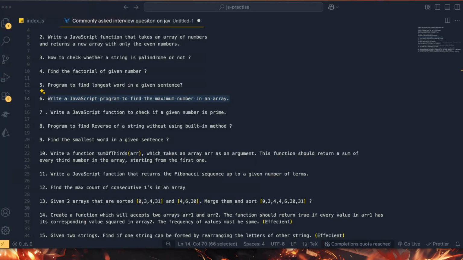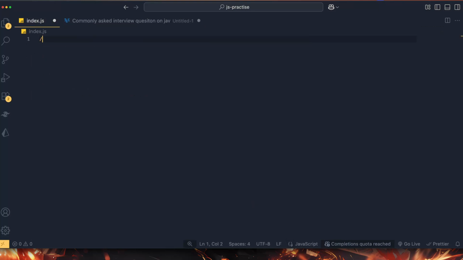Right then, so now let's move on to the next question in this case, which is: write a JavaScript function to check a given number is prime or not. So that is our next question. Write a JavaScript program to check whether a given number is prime or not. Okay, so let's see how to write a program for this.